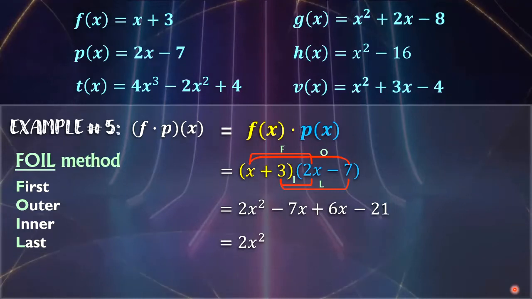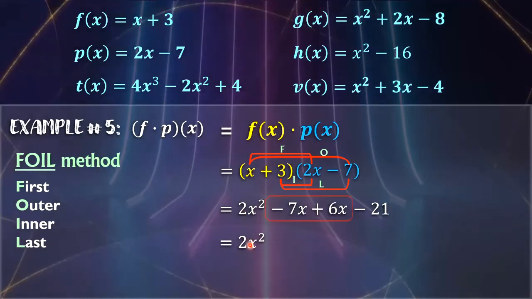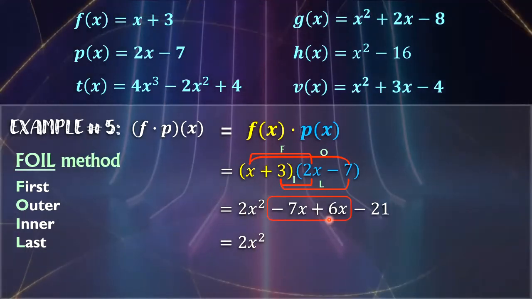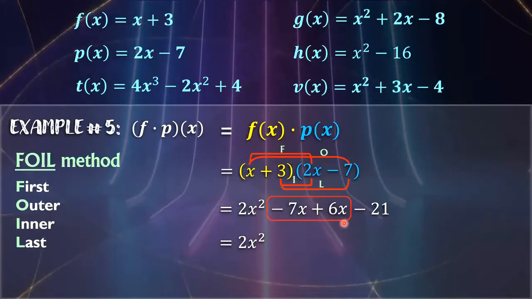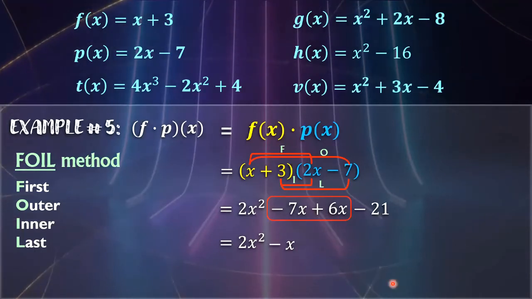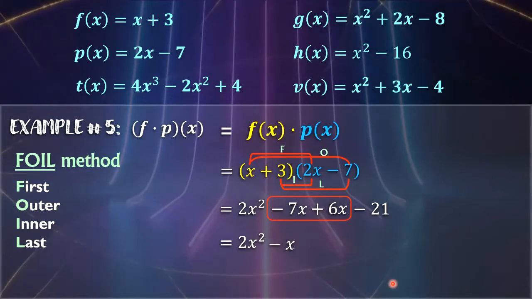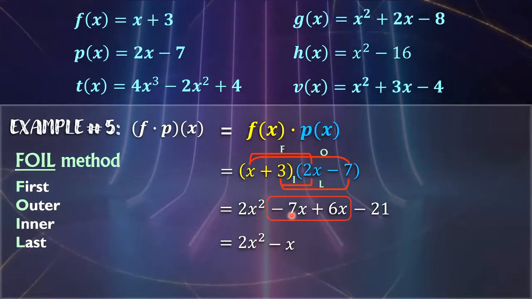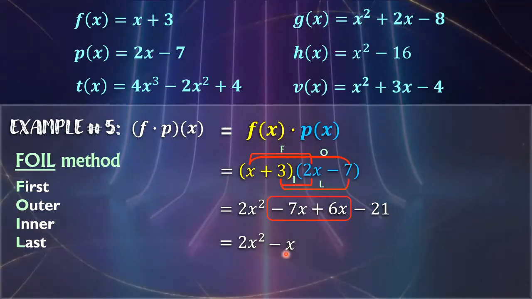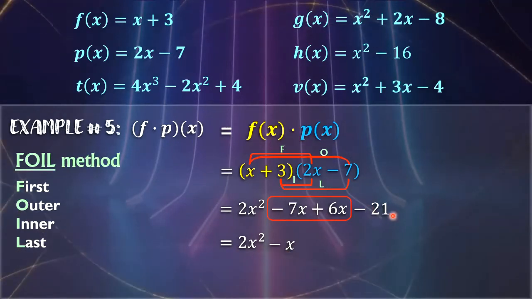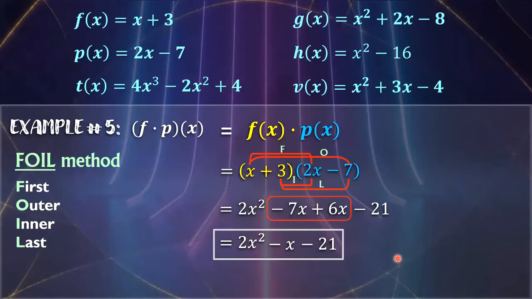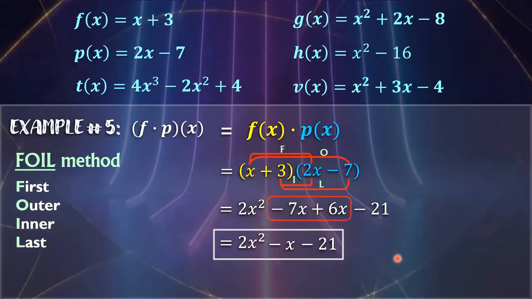Then simplify, bring down 2x squared. Combine negative 7x and positive 6x. Subtract, unlike signs. 7 minus 6 is 1. And then copy the sign of the bigger number. That's why it's negative x minus 21. And this is our final answer.